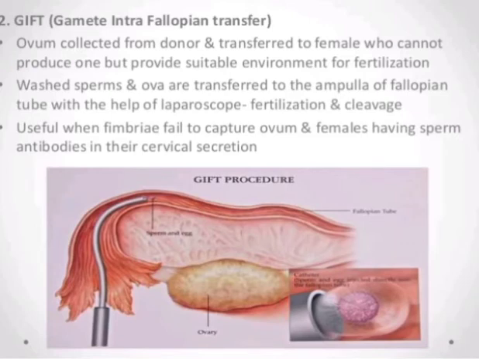This condition is very useful when the fimbriae fail to capture the ovum and in females having sperm antibodies in their cervical secretion. That means if the female has sperm antibodies, whenever sperms enter, they will be destroyed. So in these conditions, gamete intrafallopian transfer is very useful.